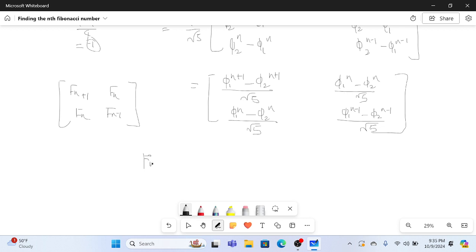The nth Fibonacci number is phi 1 to the power n minus phi 2 to the power n, by root 5, where phi 1 is 1 plus root 5 by 2, phi 2 is 1 minus root 5 by 2, right? Now, it's time to check if it really works or not, because it seems like how will such things with roots over here, such as irrational numbers, give a perfect integer, right?